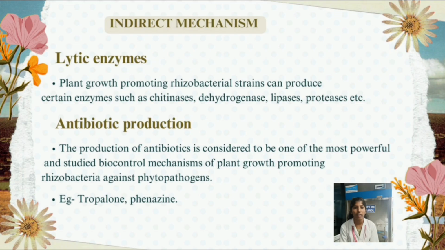These enzymes break down the cell walls of pathogenic fungi and other harmful microorganisms, thereby protecting the plant. Second, antibiotic production. Many rhizobacteria produce antibiotics, which is considered one of the most powerful and well studied biocontrol strategies. These antibiotics suppress phytopathogens and prevent diseases, ultimately promoting plant growth. Examples of such antibiotics include tropolone and phenazine. Through these indirect mechanisms, rhizobacteria help plants fight pathogens and maintain a healthy growth environment.